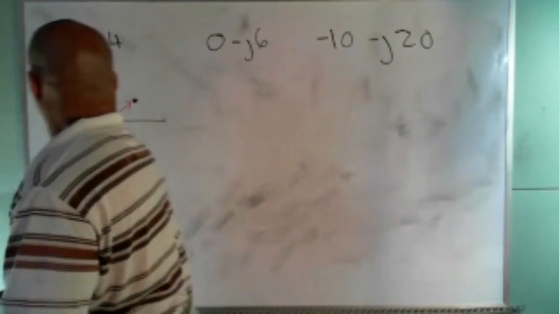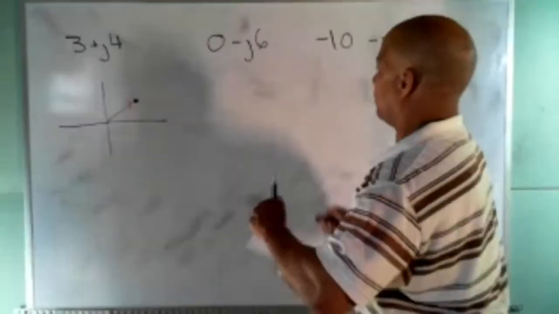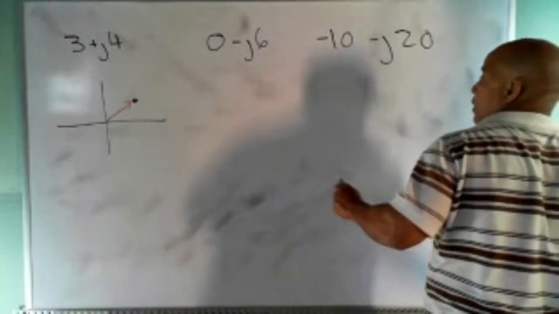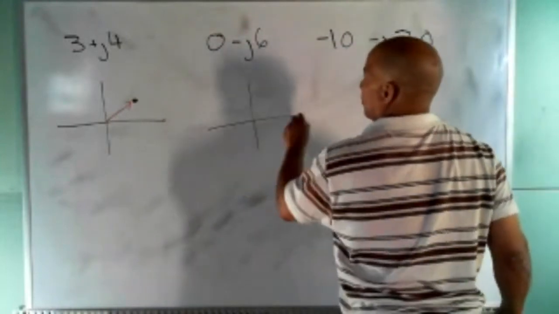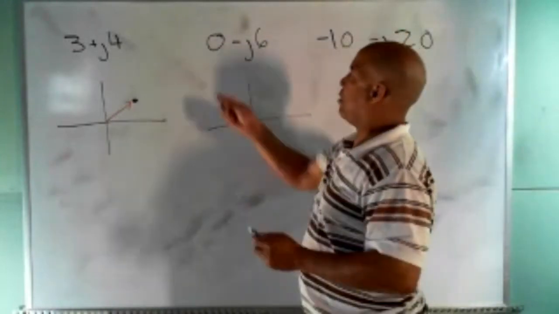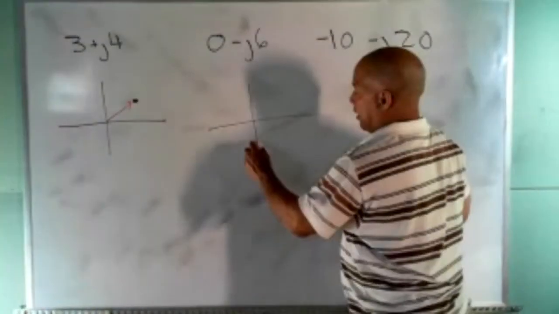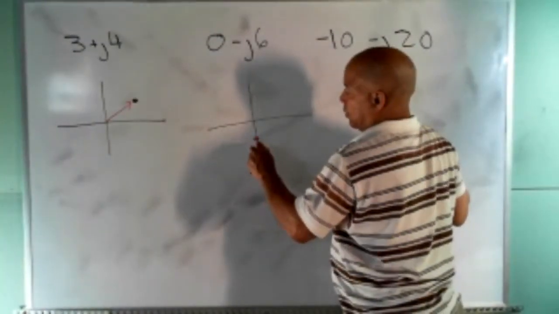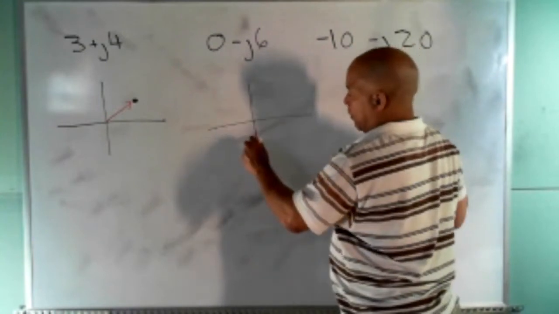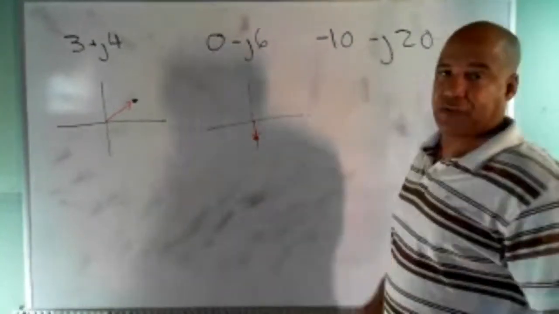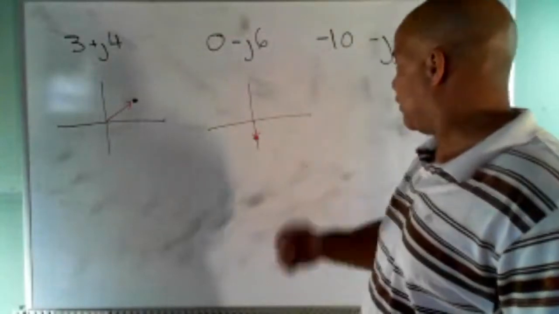If you graph this one, I'll make my coordinate system. And this is just 0, -j6. So minus j6 is like down here somewhere. So there's my point, and there's my radius vector. So that's not in a quadrant. That's right on the axis, the negative j axis.